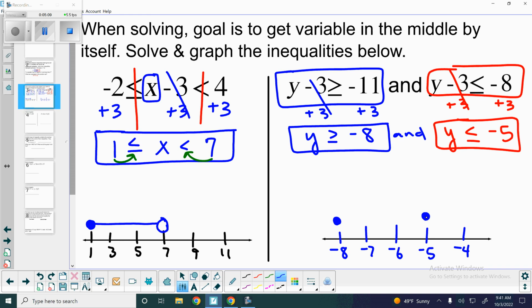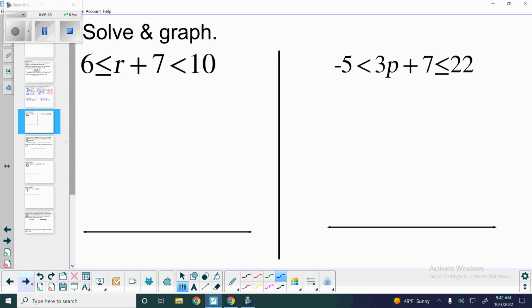Now, if it's bigger than negative 8, that's talking about the numbers to the right, but it also has to be less than negative 5, so that's the numbers to the left. These are going to intersect each other, which essentially means that you are going to connect those, and that solution set is very small. Now, sometimes you'll see some multi-step inequalities in here. This next one, you have just a one-step equation again that you have to do to get r by itself.